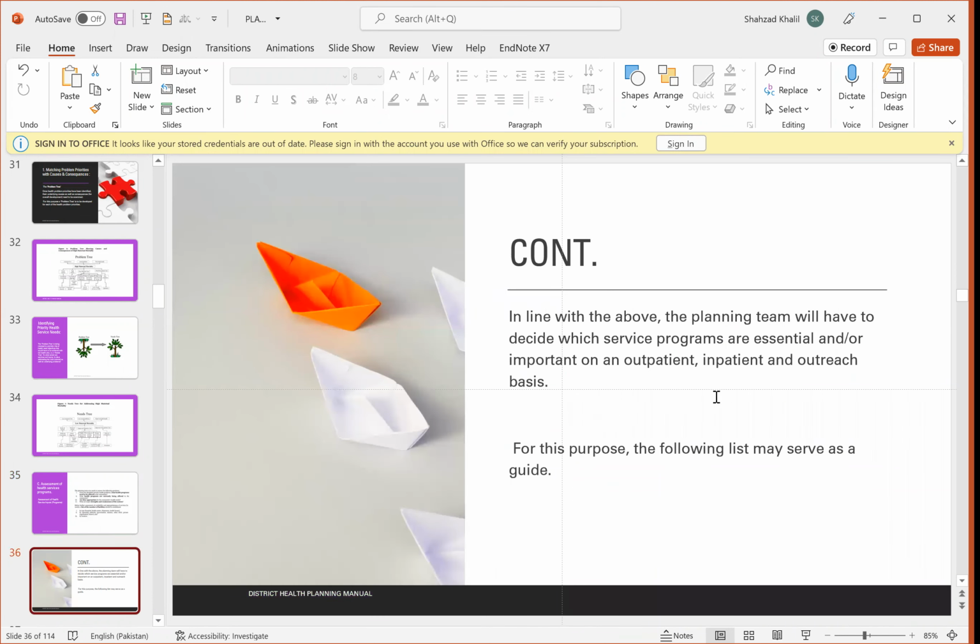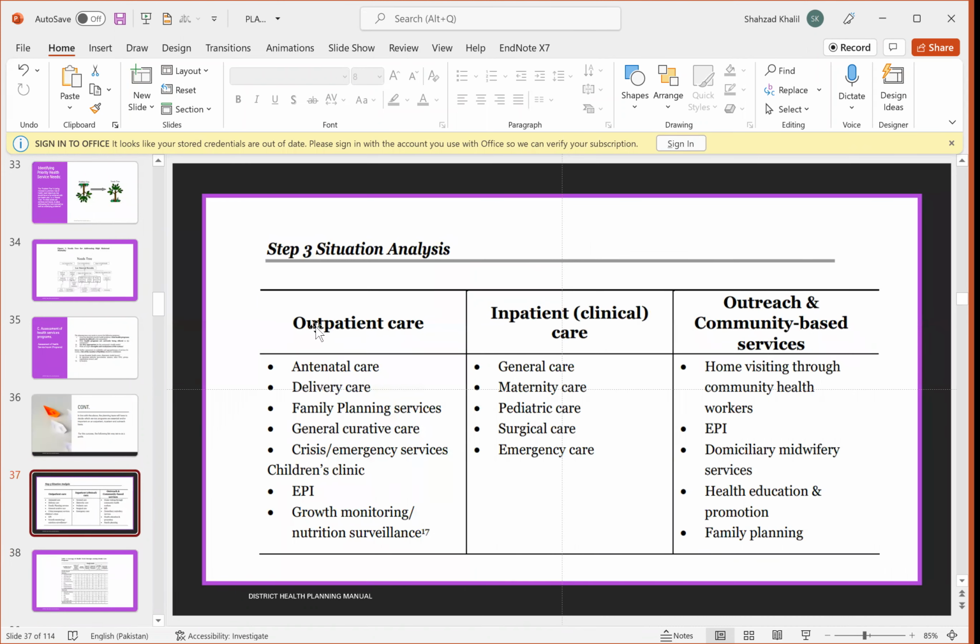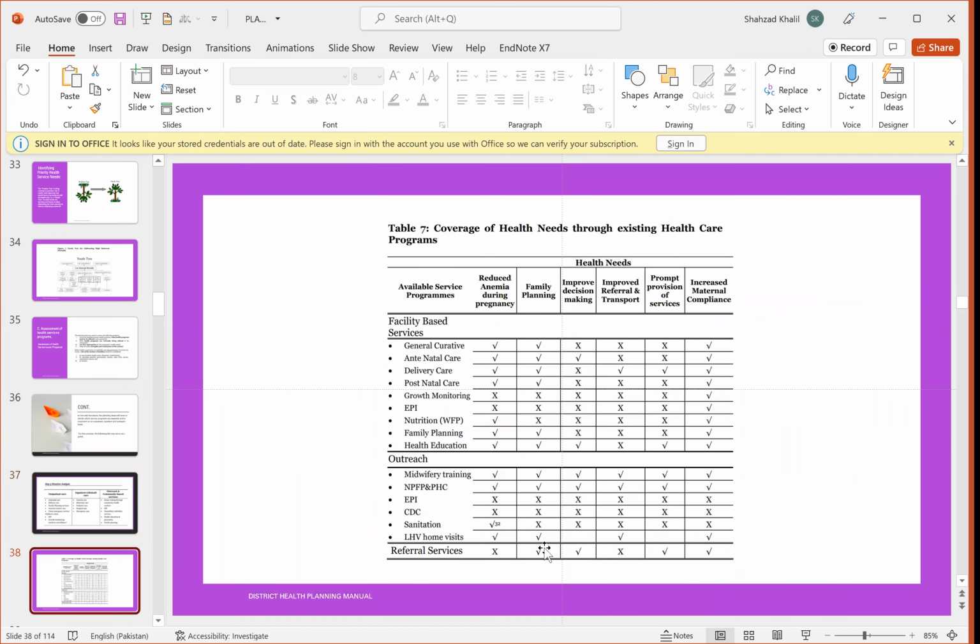In line with the above, the planning team will have to decide which service programs are essential and important for the outpatient and inpatient departments, and I show you this in the table. Outpatient care includes antenatal, delivery, family planning services, general services, emergency care, EPI, growth monitoring, and nutrition services. Inpatient care includes general care, maternity care, pediatric care, surgical care, and emergency care. Outpatient community-based services include home visiting through community health workers, EPI, domestic midwifery services, health education and promotion, and family planning.